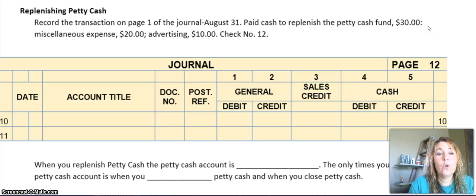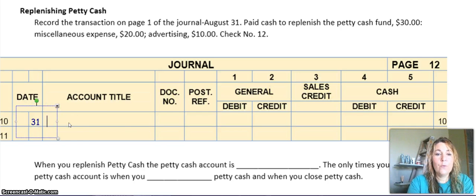So it says to record the transaction on page 1 of the journal for August 31st. We paid cash to replenish the petty cash fund, $30. So the total amount that we had spent out of our petty cash fund was $30. This is for $20 worth of miscellaneous expenses and $10 worth of advertising. And we're going to write check number 12 for $30 to replenish the fund. Okay, the check will be made to petty cash. However, in our journal, we're not going to record petty cash.